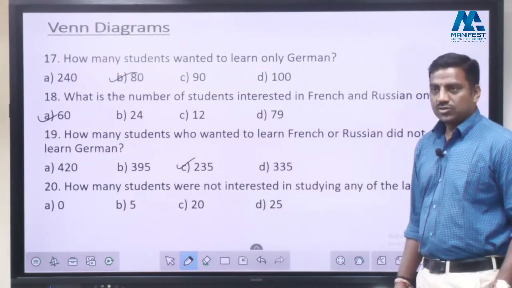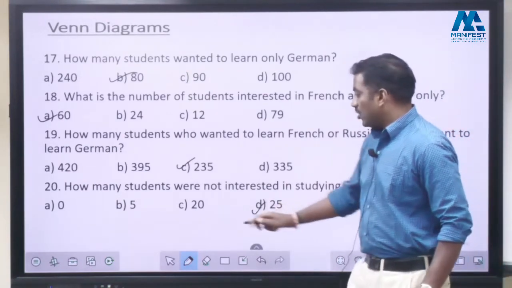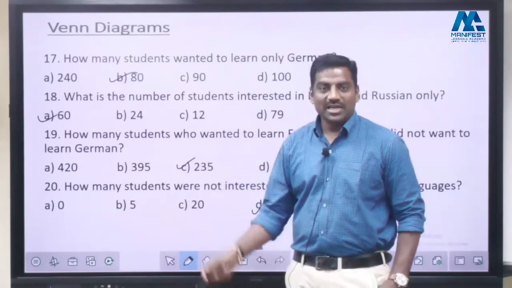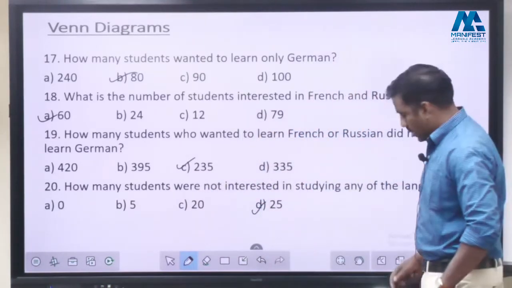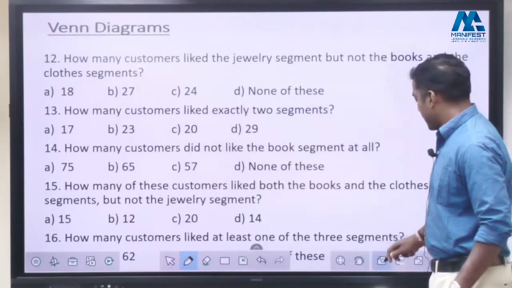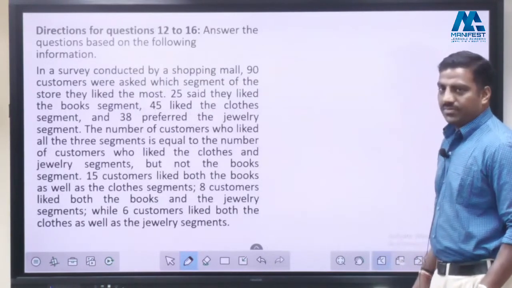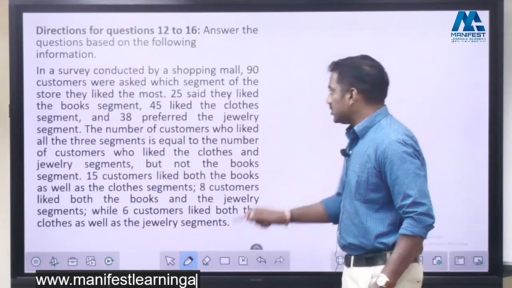How many students were not interested in studying any of these languages? 5%. So 5% into 500. 25. But see, in option 5 is also there. In hurry, people will take 5. That's wrong. Okay. So let us look into the previous question now. This question is not straight. Not straight. There are some unknowns. There are some unknowns that we have to find out.